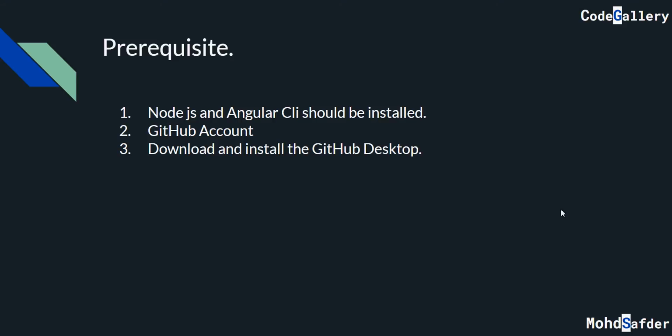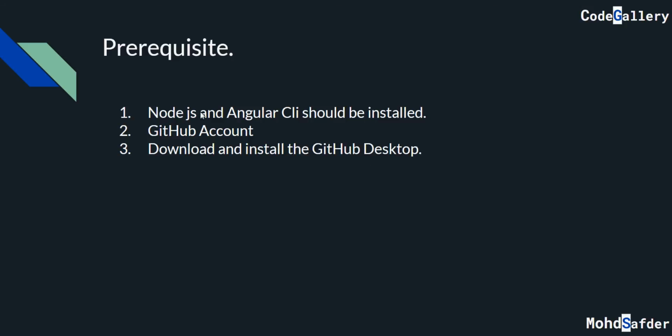So there are some prerequisites required for this. The first prerequisite is that you should have Node.js already installed on your system along with the Angular CLI. We have covered that section in our previous video, so we are not going to repeat that. The second thing you require for this tutorial is a GitHub account, because we are publishing our code to a GitHub repository. For that you need one GitHub account, and you need to download and install the GitHub desktop app. So let's get started with that.